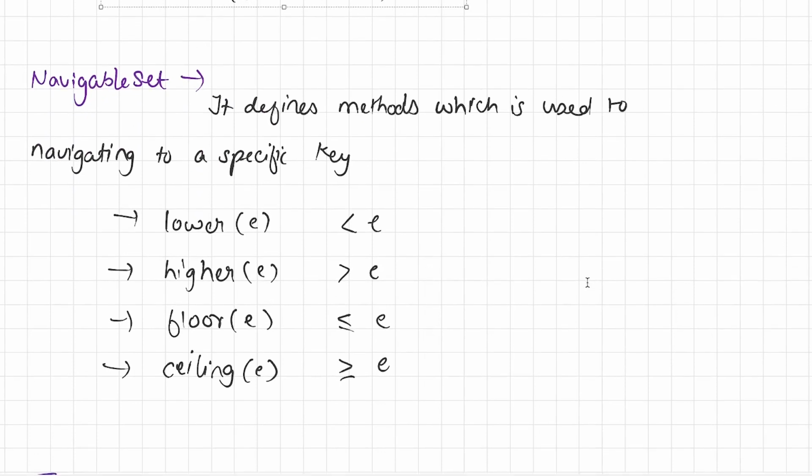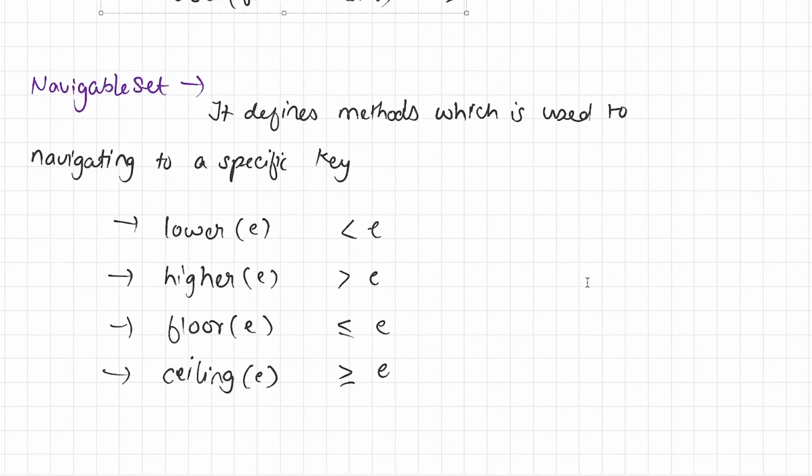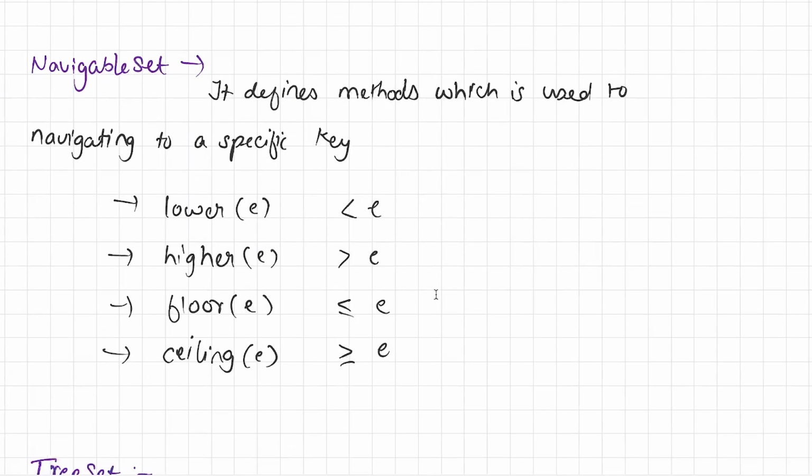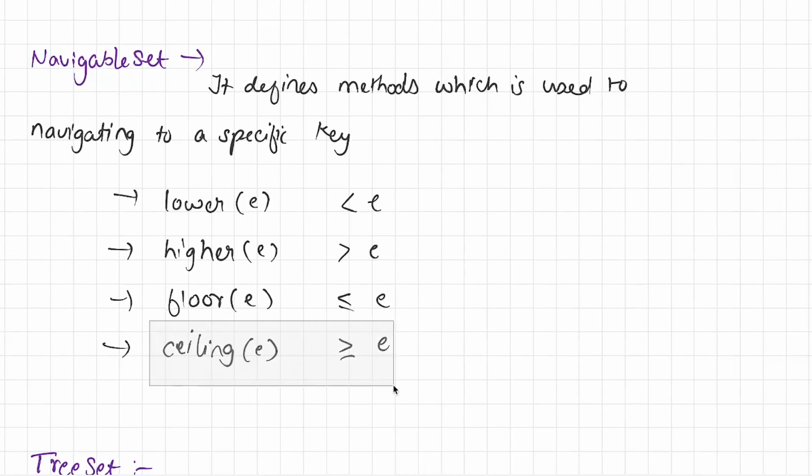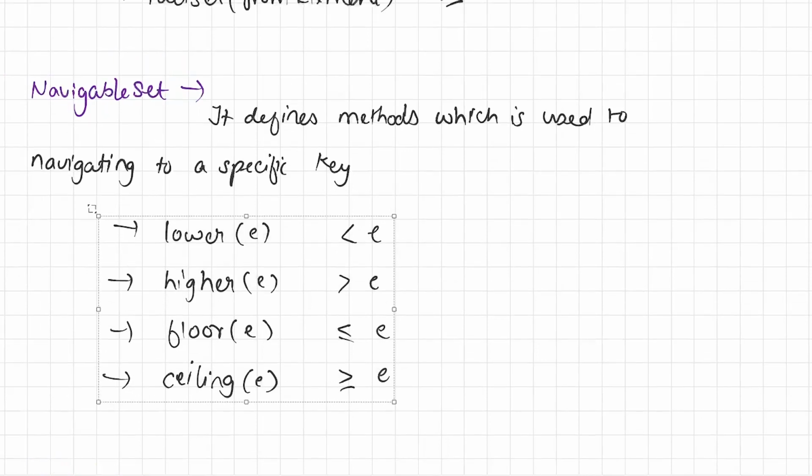So the NavigableSet interface defines all the methods which are used for navigating to a specific key. For example, let's say you want to find the lower key. In this case, you can call the lower method to find the key that is less than the given key. Similarly, the higher method is used to find the key that is greater than the given key, right? Or we can say element also. It is true in both the cases. Now the next method is the floor method. The floor method is used to find a key that is less than or equal to the given key or element. And the ceiling method is used to find the element that is greater than or equal to the given element. So these are the methods that are defined in NavigableSet.